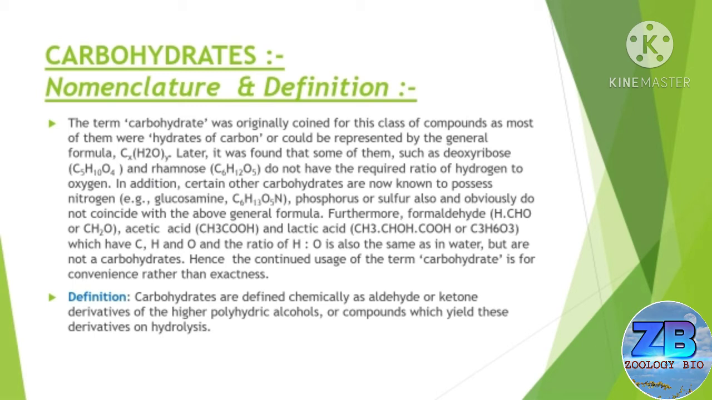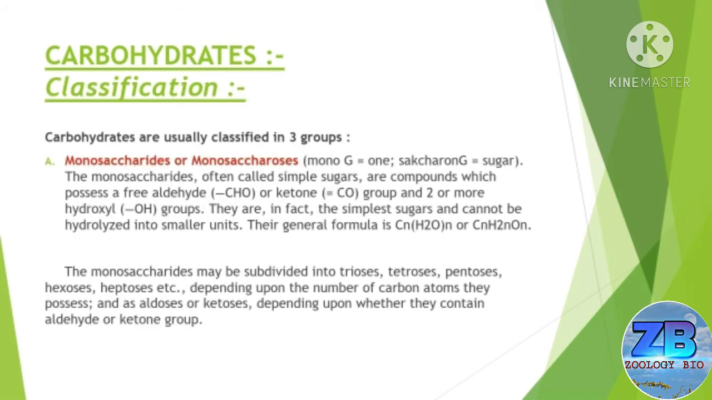Now the definition of carbohydrates. Carbohydrates are defined chemically as aldehyde or ketone derivatives of the higher polyhydric alcohols or compounds which yield these derivatives on hydrolysis. Now the classification of carbohydrates. Carbohydrates are usually classified into three groups. The first one is monosaccharides. It derives from the Greek word mono, that means one, and the Greek word saccharon, that means sugar.